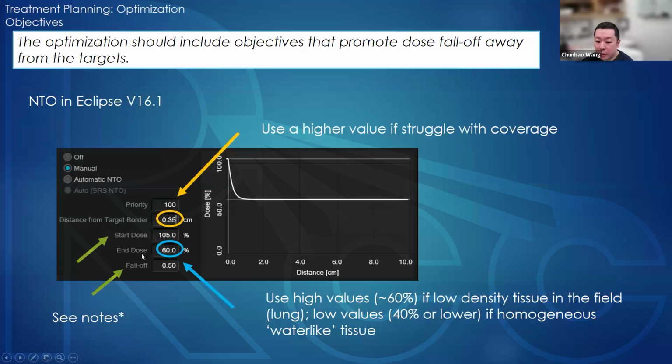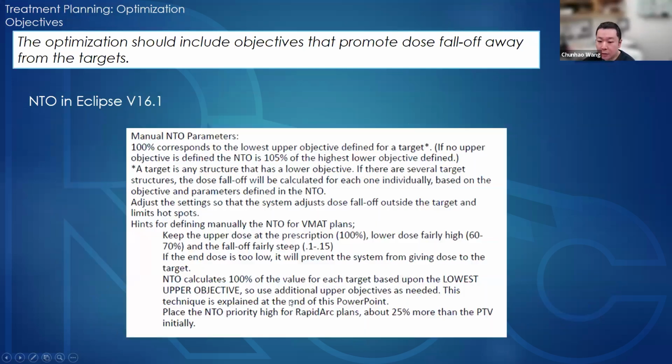All right, the start dose and the end dose describe the virtual exponential fall off of the dose in the normal tissue. For the end dose, you can use a high value if you have a low density tissue in the field, such as lung, and you can use a lower value, 40% or lower, if your target region is very homogeneous like water.